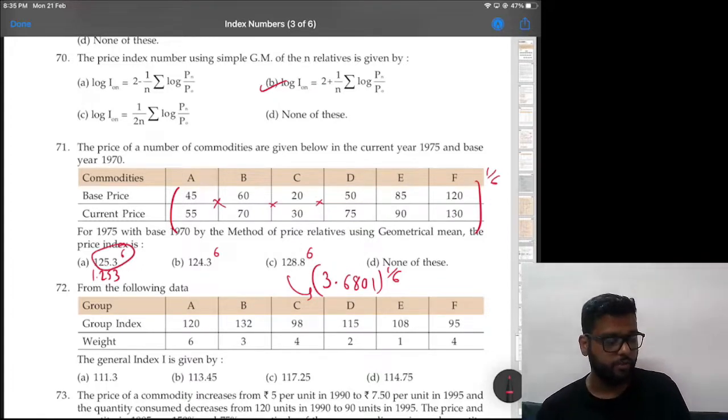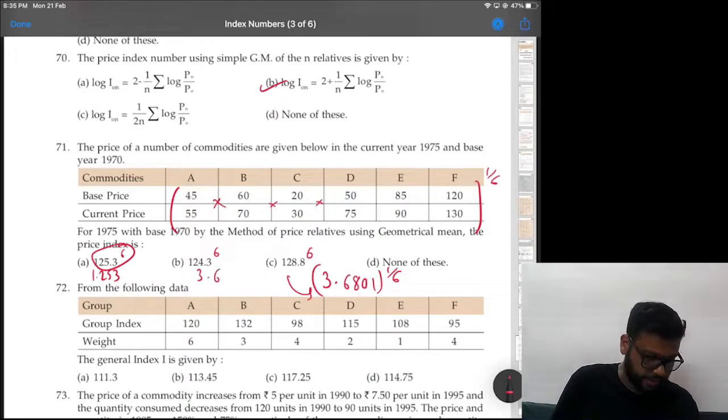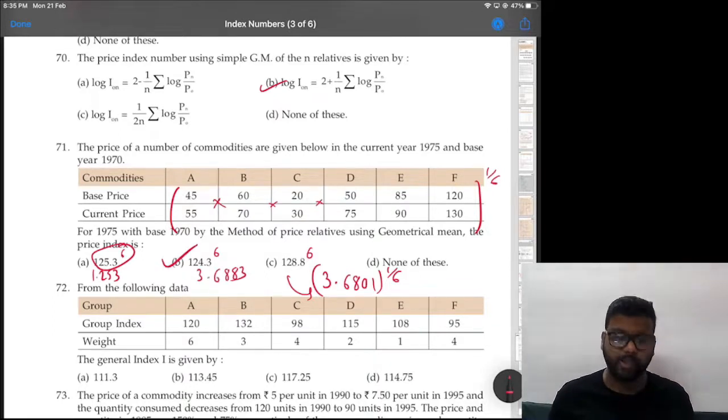Second is 1.243 into 1, 2, 3, 4, 5. That gives us 3.6883. So this is the correct answer. It is closest, right? Obviously C is not going to give us the answer. So B is the correct answer.